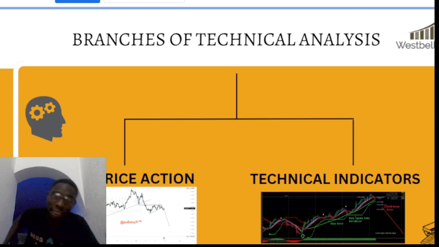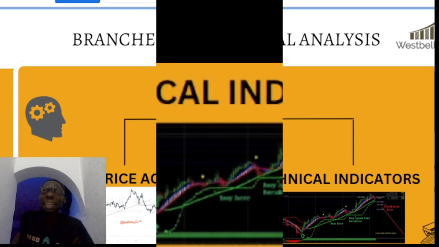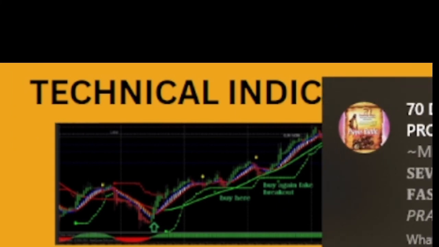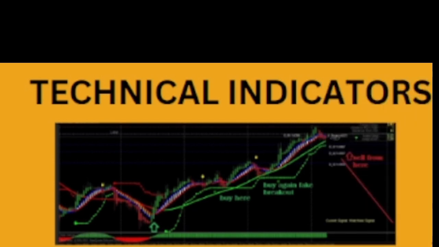We have pure price action and we have the technical indicators. The technical indicators are built under the foundation of pure price action. Their function is to read the market and then interpret it for you to get in or stay out of the market. But the disadvantage of this is that price must have moved before it works.